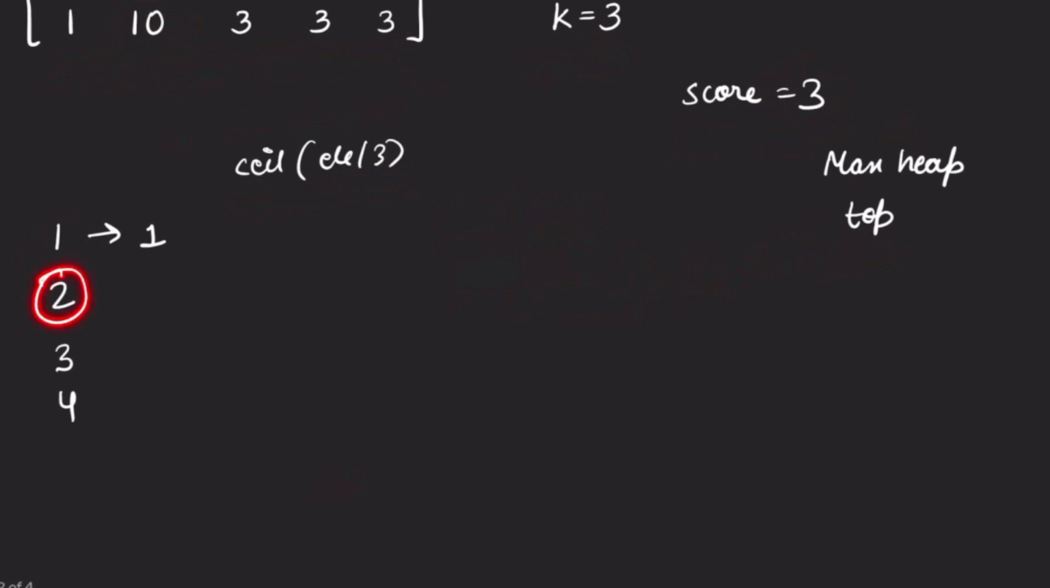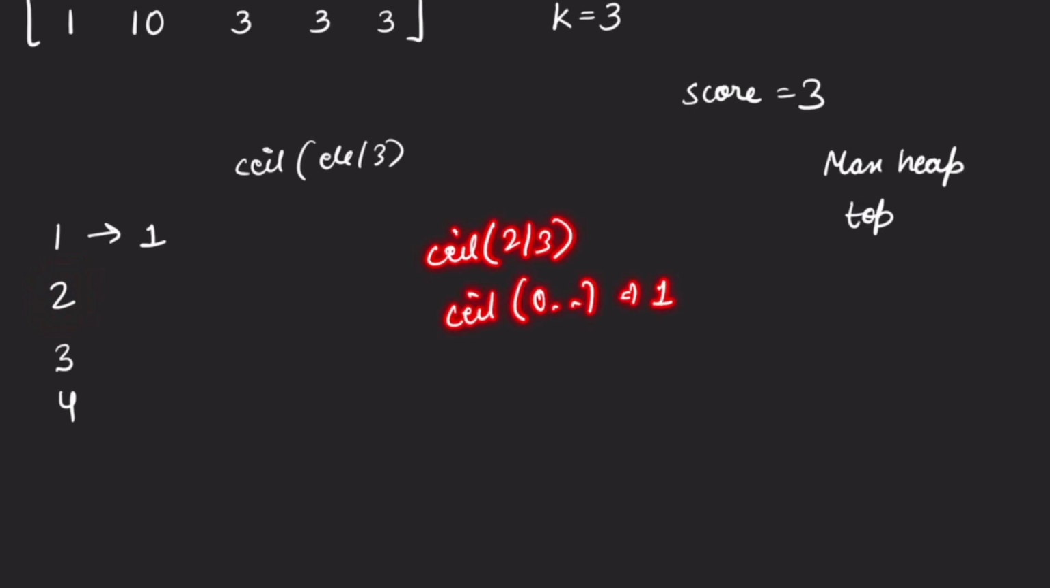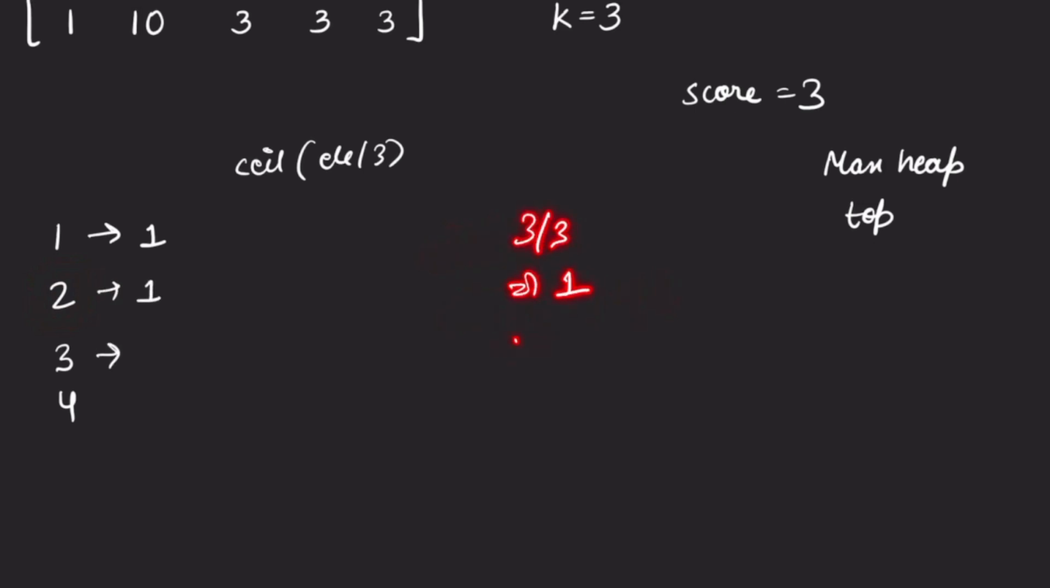Now when you apply this formula on 2, then what you will get? Ceil of 2 divided by 3, which will be ceil of 0 point something, so again 1. So this will also give you 1. So 3 by 3 will be equal to 1 and ceil of 1 will be 1 only. So this will also give you 1. Now for 4 it will be ceil of 4 divided by 3, which will be ceil of 1 point something. So it will give you 2, right? So 4 will change to 2.